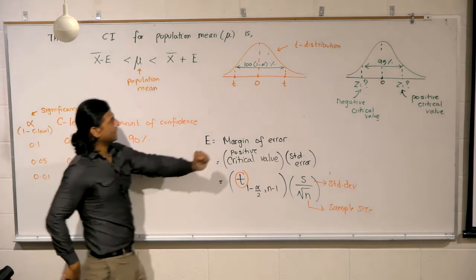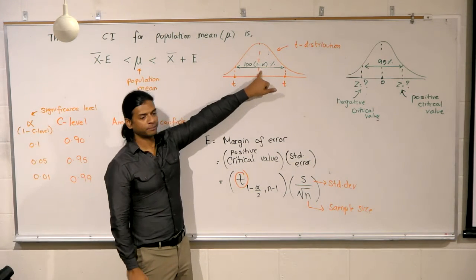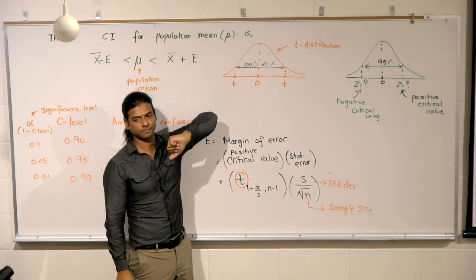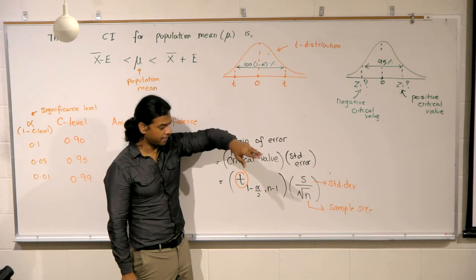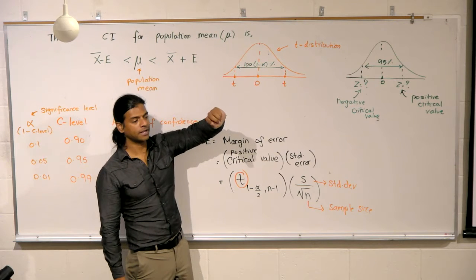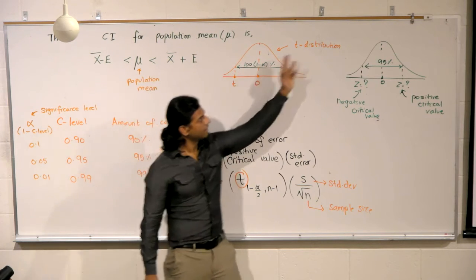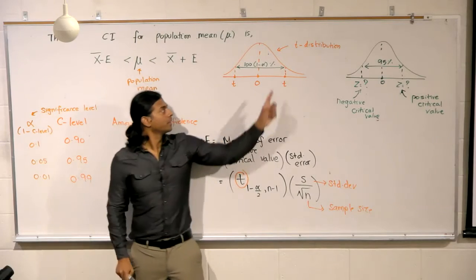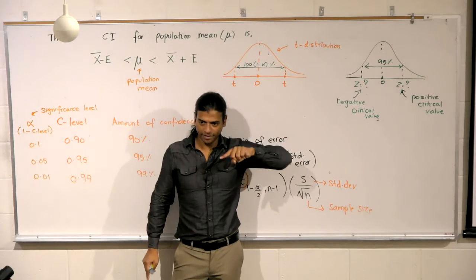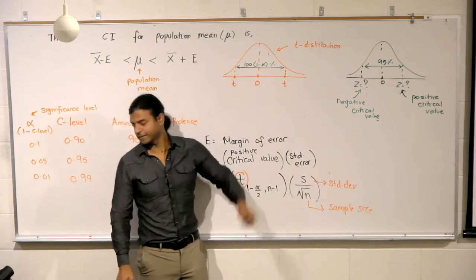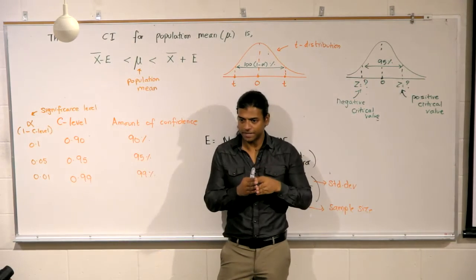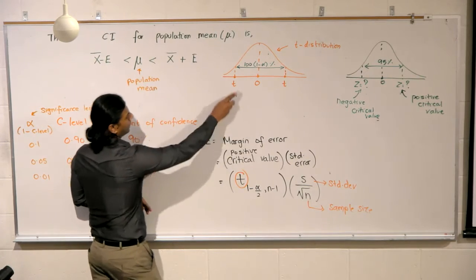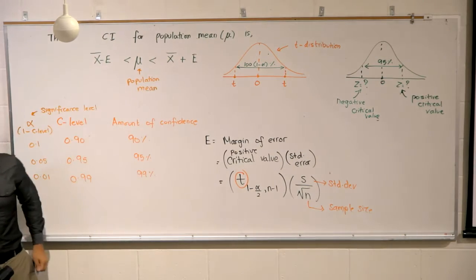You can use your calculator to plug values in. If you plug in 0.05, what is 1 minus 0.05? 0.95. If you multiply by 100, what do you get? 95%. If I change that alpha to 0.1, 1 minus 0.1, 0.9, 0.9 times 100, that would become 90%. Does that make sense? So this number is that number over there.